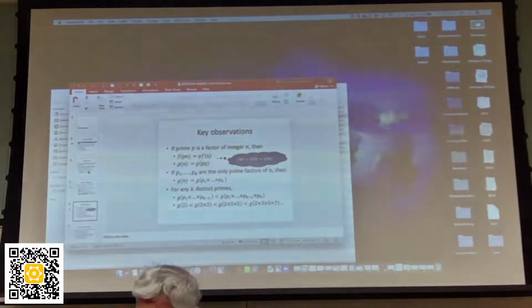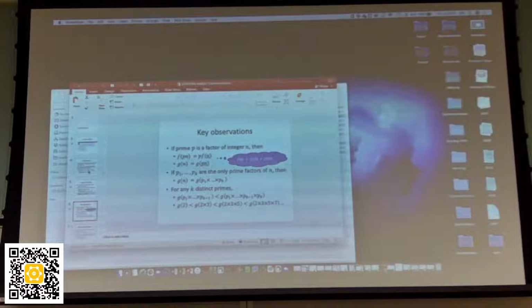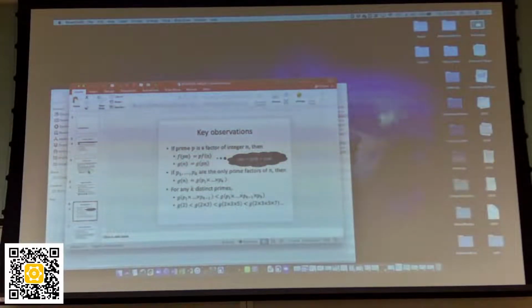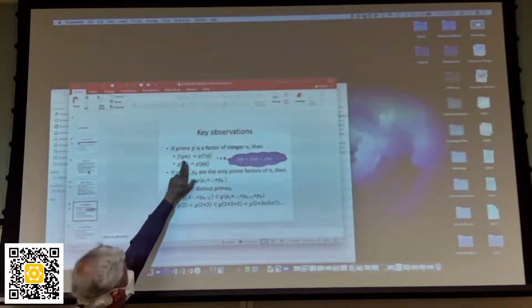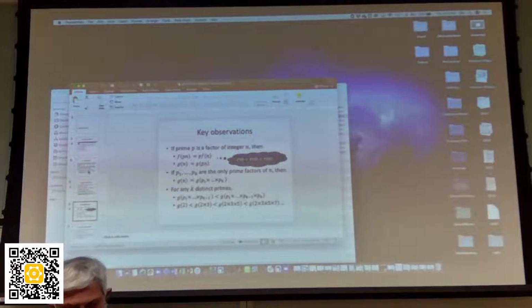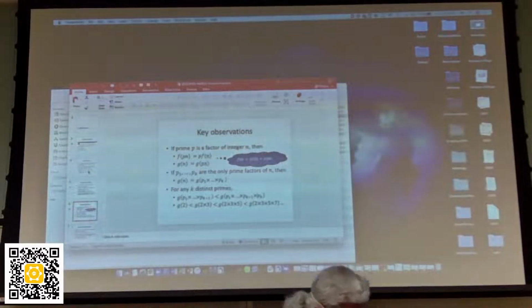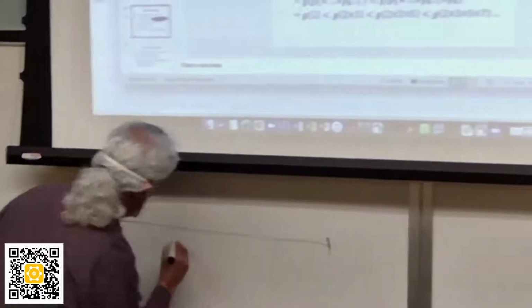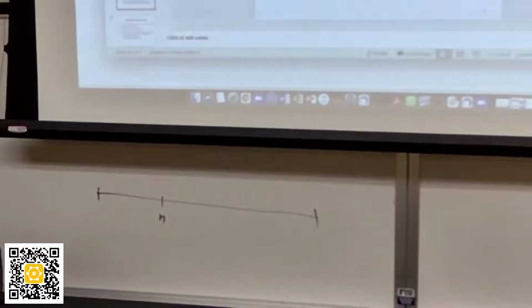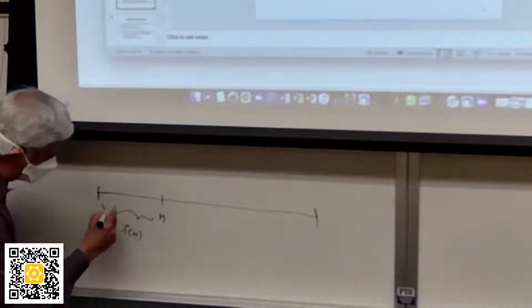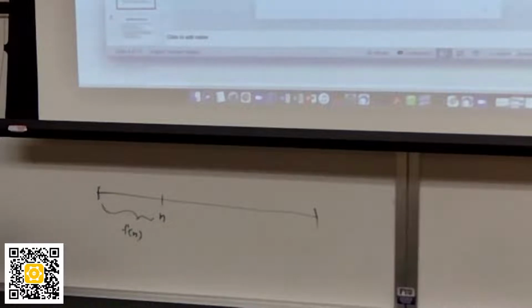First of all, if p is a prime number, and if it's a factor of n, then you can multiply n by p. So now we have a much larger number. Let me draw this somehow. First of all, here is n, right? We want to count how many of these numbers have factors in common with n.